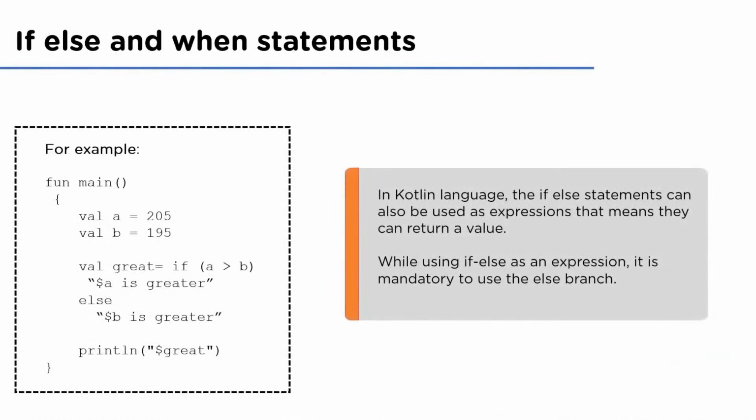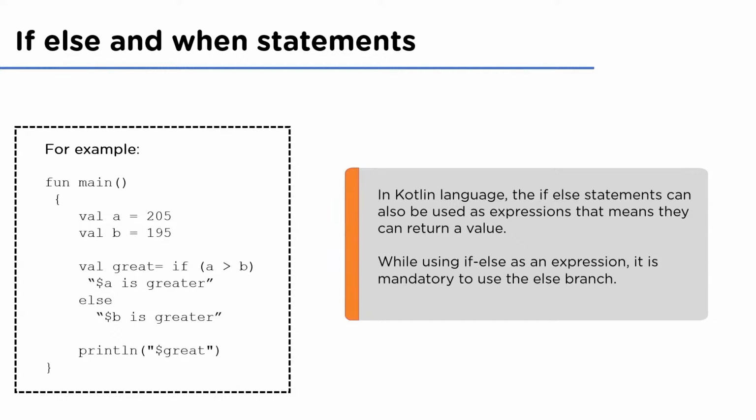If is used with a condition. If that condition is true, then the block of code executes. And if the condition is not true, or false, then the else block executes. Now in Kotlin language, the if-else statements can also be used as expressions. That means they can return a value. While using if-else as an expression, it is mandatory to use the else branch.